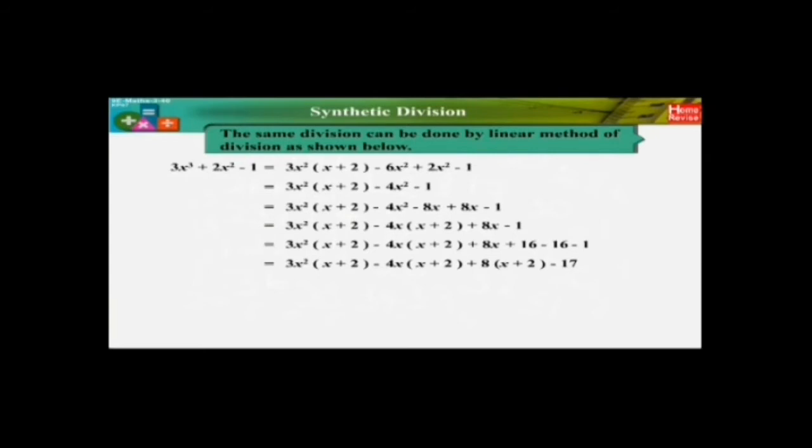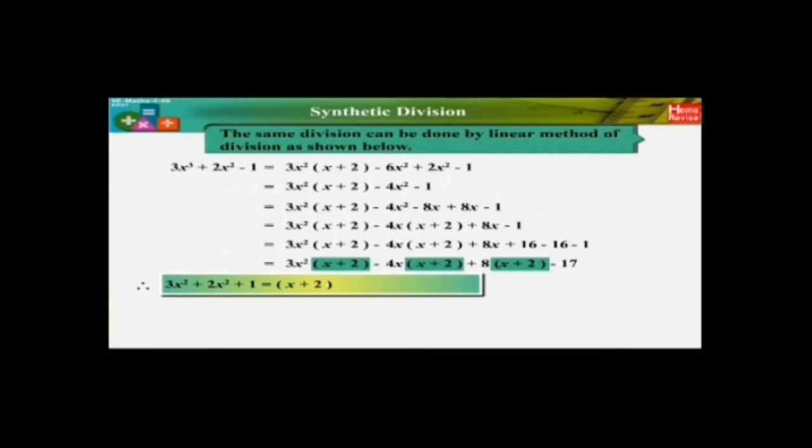So here we can take common x plus 2. Therefore, 3x cubed plus 2x square minus 1 is equal to x plus 2 times 3x square minus 4x plus 8, minus 17.